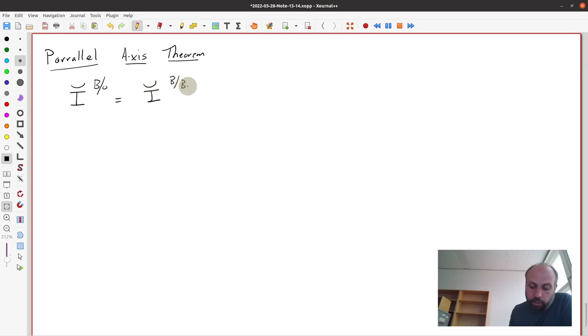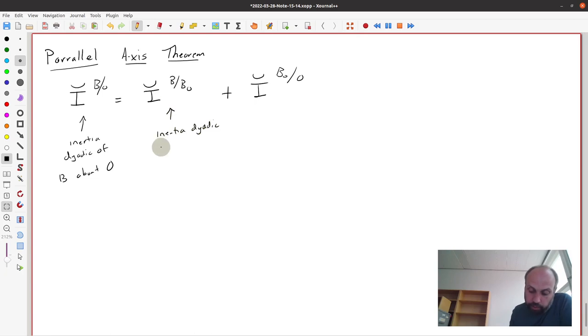I'm going to write it in terms of inertia dyadics. Parallel axis theorem helps us find the inertia about some other point if we know the inertia about the central inertia dyadic. Right, so this is the inertia dyadic of B about some point O. And here is the inertia dyadic specifically about its mass center, the body B's mass center, or the collection of particles' mass center. So that's the central inertia dyadic of B.